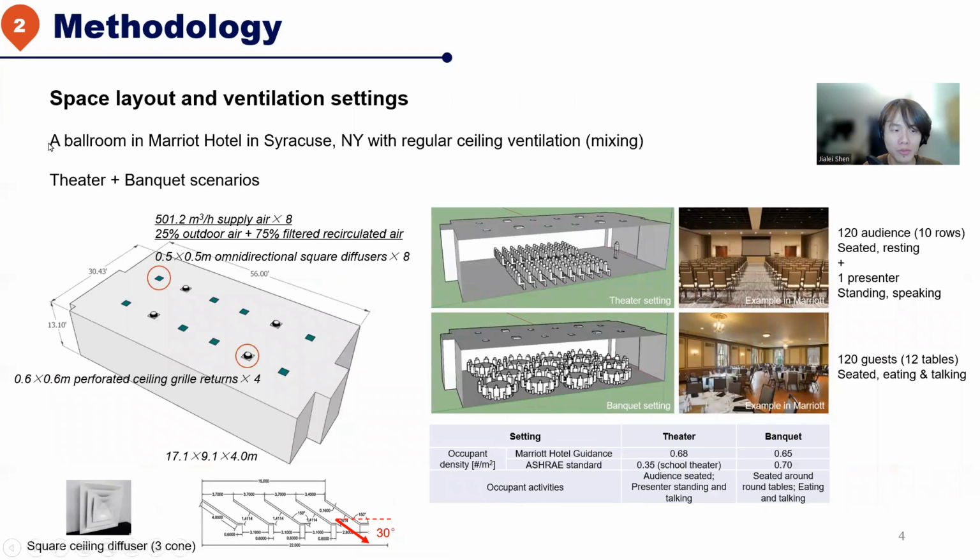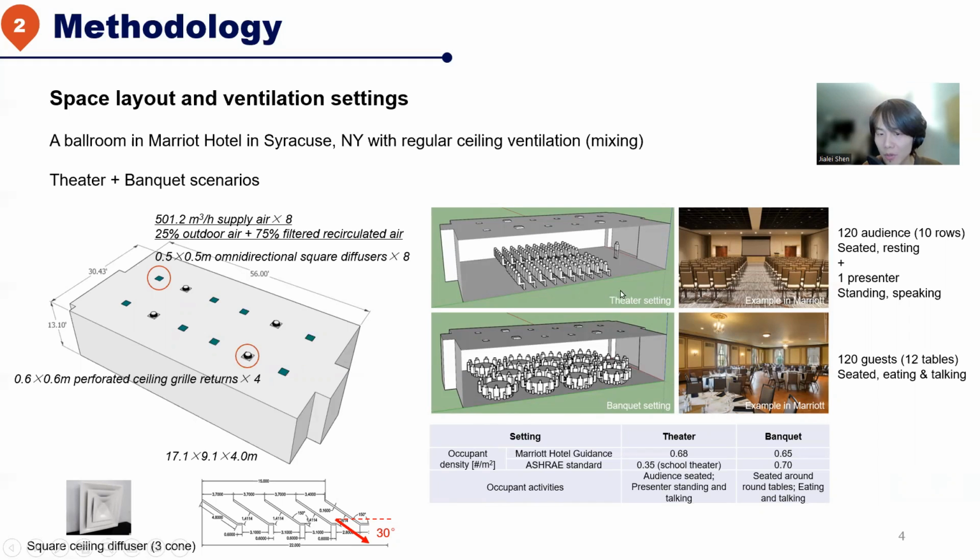We will use a ballroom in the Marriott Hotel in Syracuse as an example. These diagrams show the layout of the room and the ventilation settings. We have 8 diffusers on the ceiling, and also 4 returns on the ceiling. Each diffuser can supply almost 500 cubic meters per hour of clean air. The diffuser is square, and the supply air direction has a 30-degree angle to the horizontal. We tested 2 different scenarios.